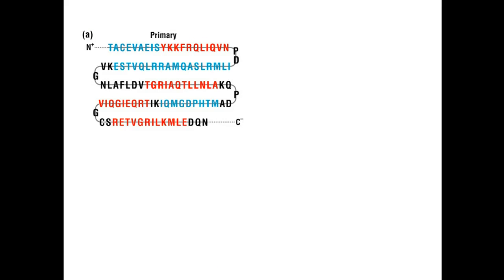So let's review what we talked about in these two lecture chunks. The primary structure of a protein, the primary level of protein structure or folding, is the chain of amino acids itself, and nothing more.